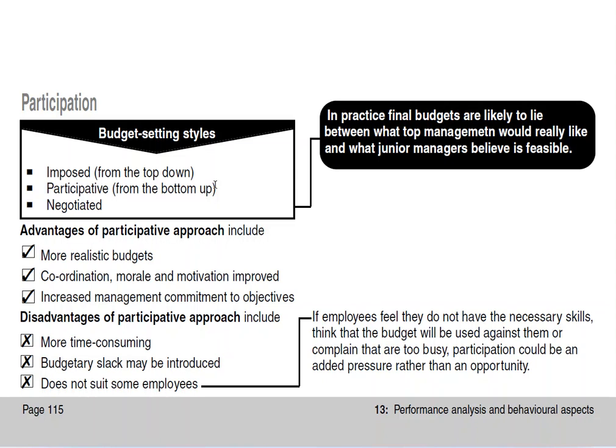Disadvantage: more time consuming because agreement between departments and them making individual budgets will take a lot of time. Budgetary slack will be introduced. Does not suit some employees. Some employees don't like freedom. They want to be told and they will do something. So they don't want freedom. They don't have decision-making capacity.